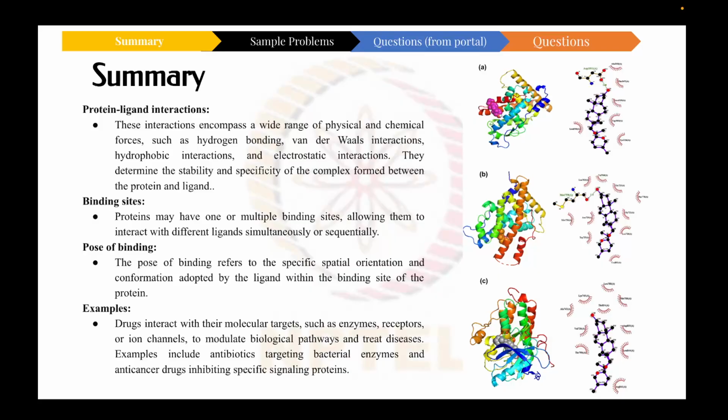First one, I'll be starting with protein ligand interactions. These interactions encompass a wide range of physical and chemical forces such as hydrogen bonding, van der Waals interactions, hydrophobic interactions, and electrostatic interactions. They determine the stability and specificity of the complex formed between protein and ligand. Protein ligand interactions play a pivotal role in various biological processes, including signal transduction, enzymatic catalysis, and regulation of gene expression.